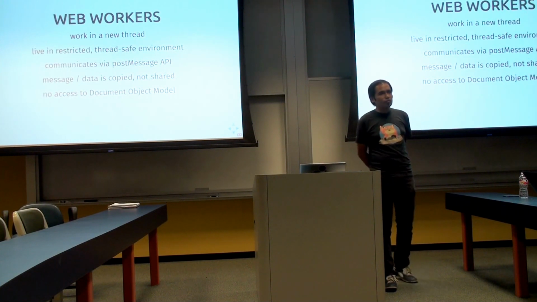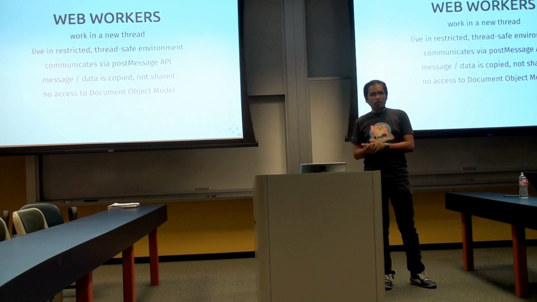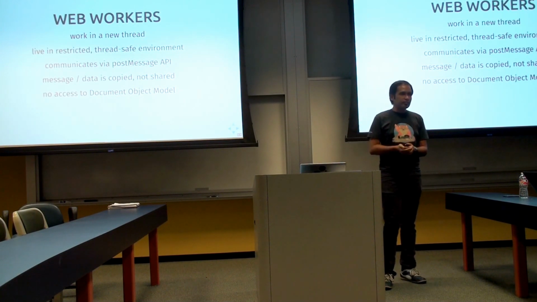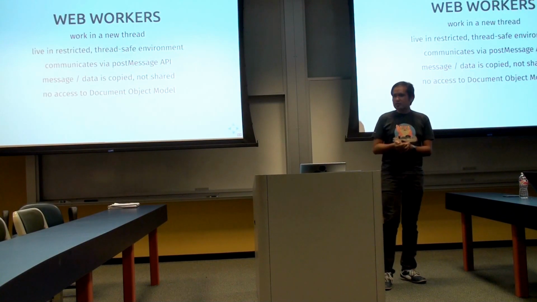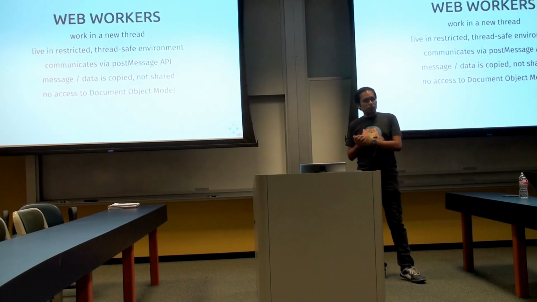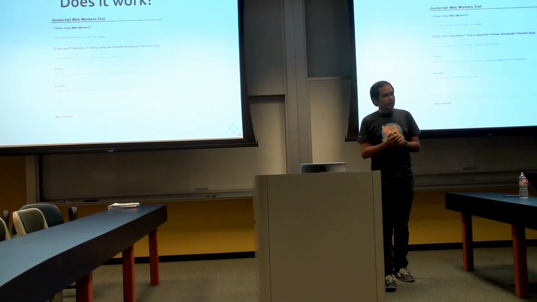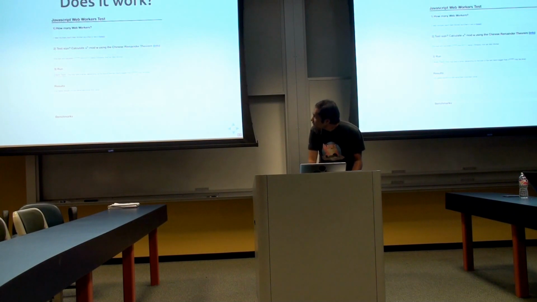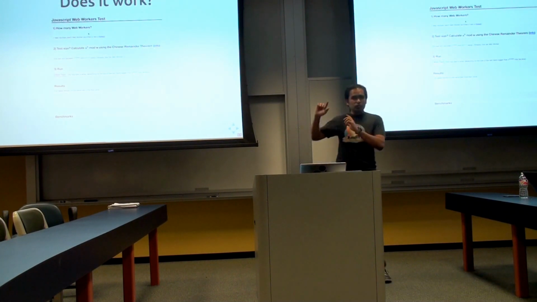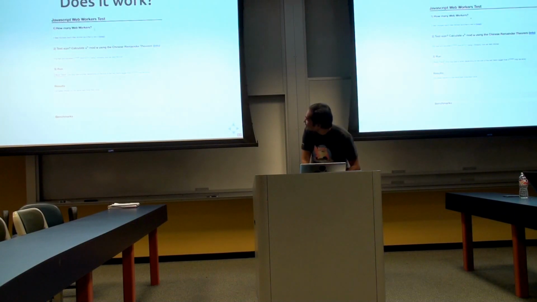And this is the most important point for us: there is no access to the document object model for workers. So they cannot participate in anything related to rendering. But our problem was rendering. So let's see how a worker actually works. I'm going to try a live demo here. So does the worker work? Let's try. First, can you actually read the text? No, okay.